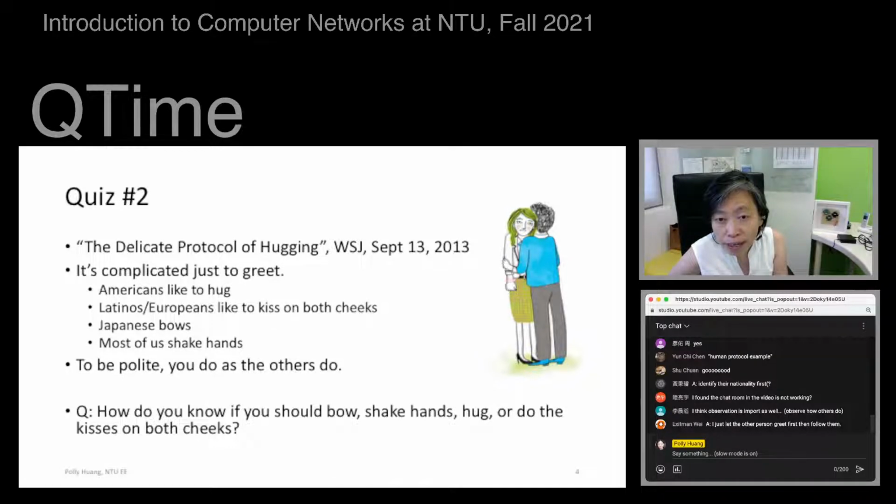Chen Tao was saying observation is important. Observe how others do. So maybe you wait for the ladies to greet you first, right? I just let the other people greet first. Yeah, that's exactly what Chen Tao might be doing. Okay, good.